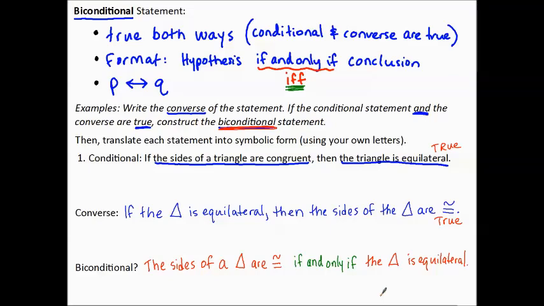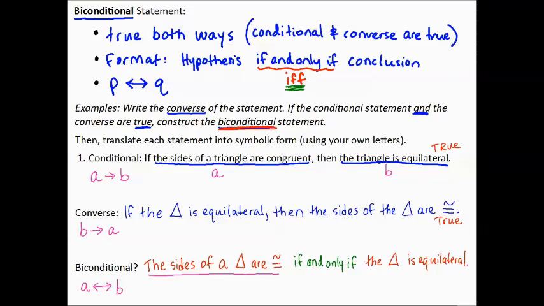Now let's pick our own letters to translate the statement into symbolic form. The sides of a triangle are congruent. Maybe we'll call that A. The triangle is equilateral. Maybe we call that B. So the conditional statement, usually in alphabetical order, A arrow B. Remember, converse turns it around, B arrow A, and biconditional goes both ways. Now, since it goes both ways, it doesn't really matter which letter we begin with. However, because I began with the sides of a triangle are congruent, and that's the A statement, we do need to follow since we're translating that order. So A, double arrow, and then B.